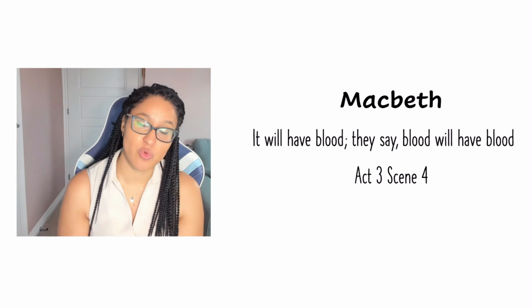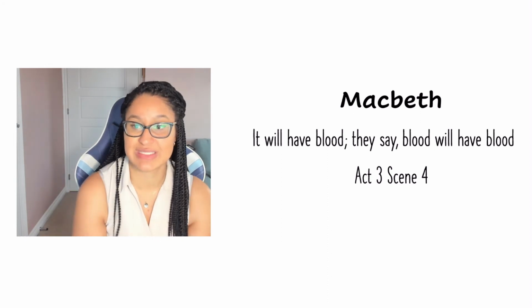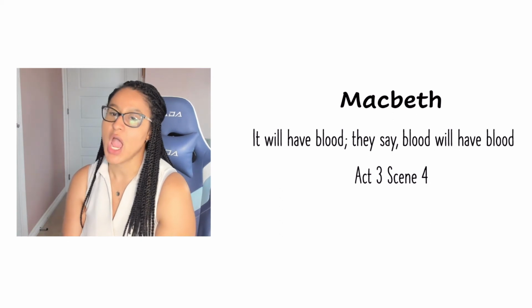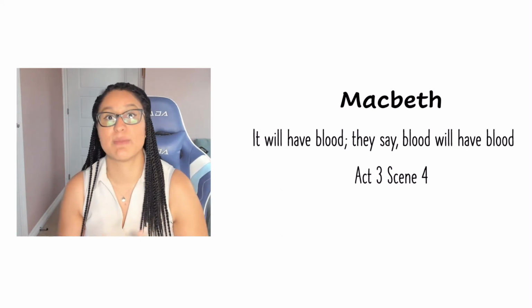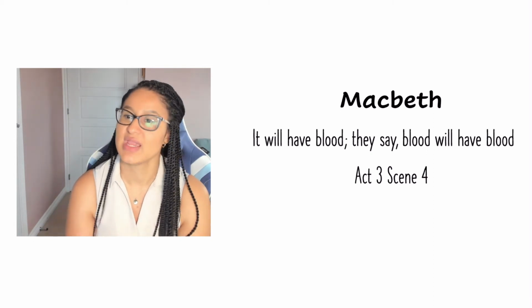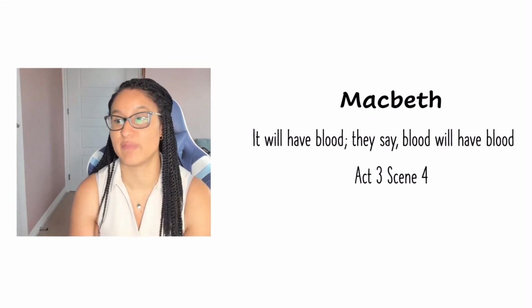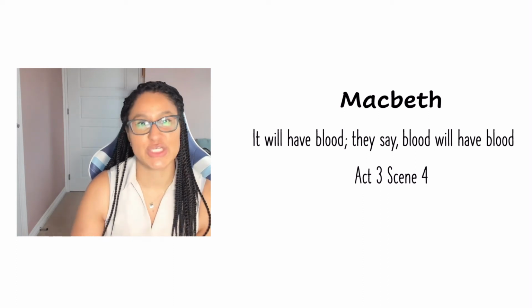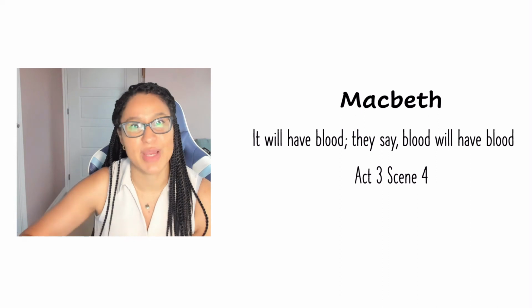And another great quote which shows this idea is from Act 3, Scene 4, which is when Macbeth is being haunted by Banquo's ghost. And Macbeth says that Banquo's ghost is saying, "It will have blood. They say blood will have blood." So here's this idea again of violence, but also of revenge. Blood will have blood. I will get my own back on you.